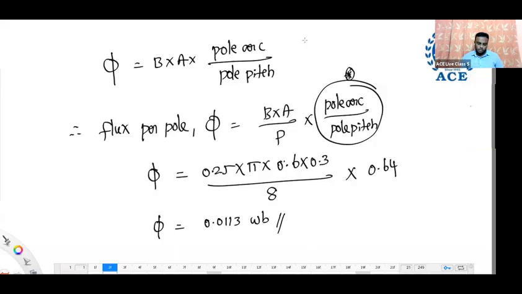Okay, so let's continue our actual discussion. In the last class, we have seen the separately excited DC machine, the separately excited generator and motor. Now let's see the self-excited DC machine.